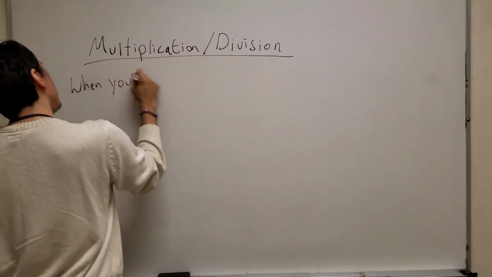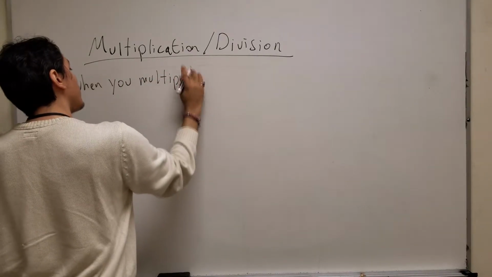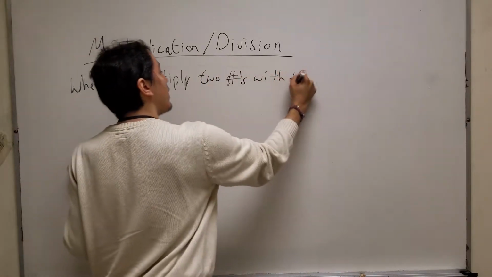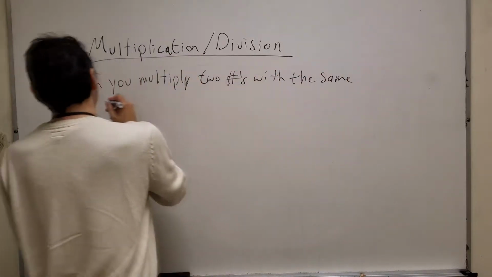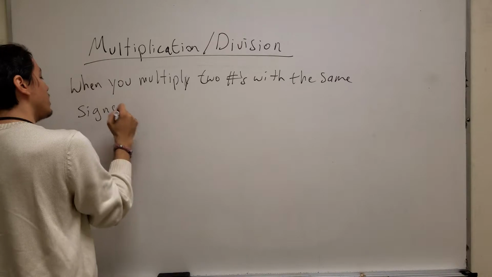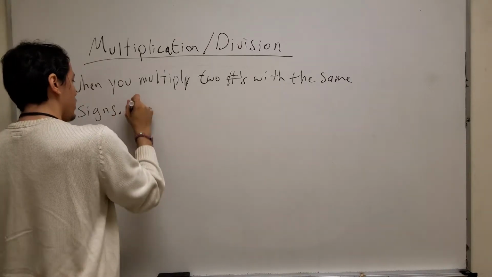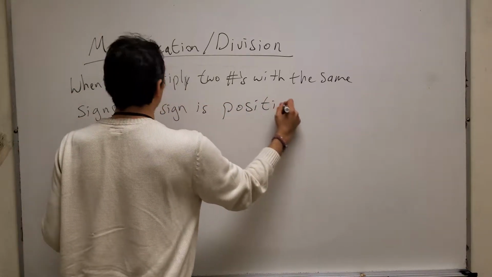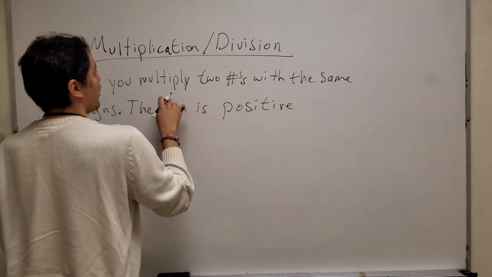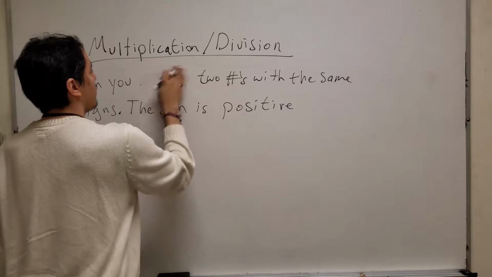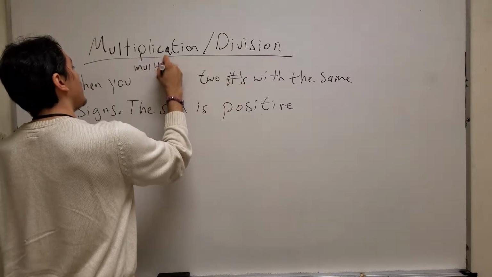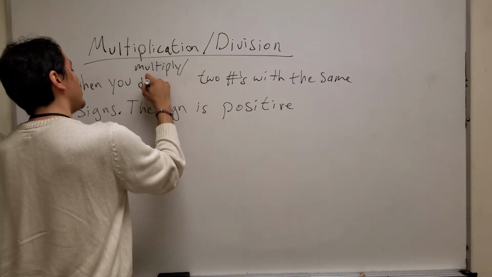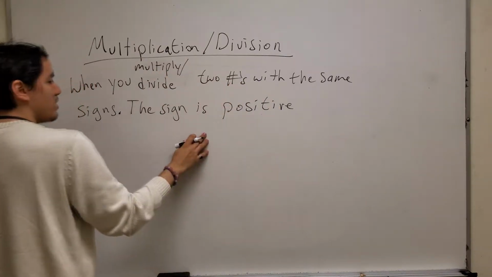When you multiply two numbers with the same sign, or signs, however you like to say it, the sign is positive. I should also put multiply, well, I guess since I'm doing both, I'll add them both in. When you multiply slash or divide two numbers with the same sign, the sign is positive.